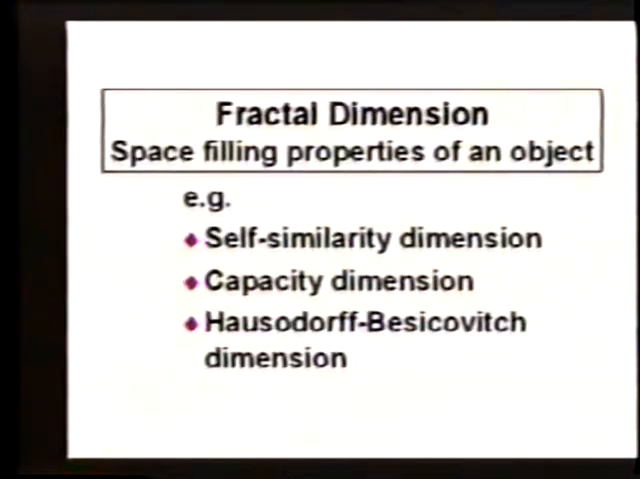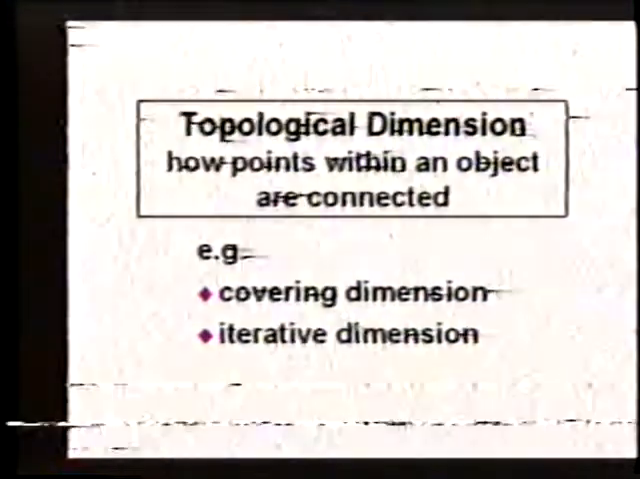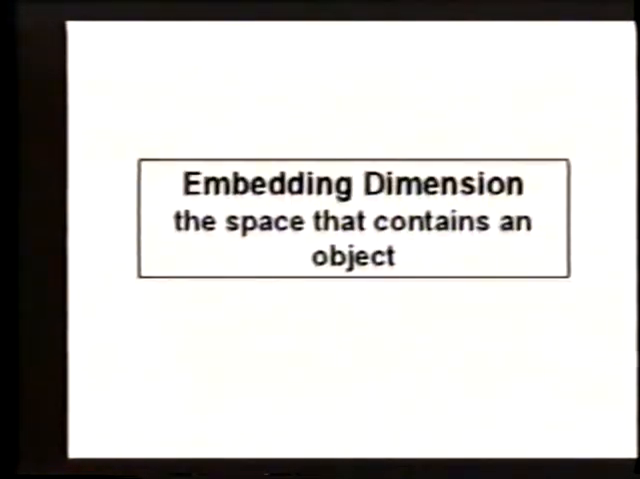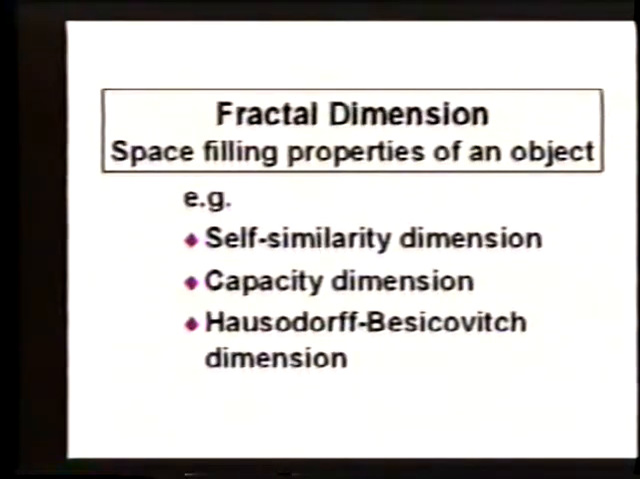Okay. So there are different types of fractal dimension. And what I'm going to do today is discuss three different types of dimension. So first of all, we're going to discuss fractal dimension. Then I'll discuss a different dimension called topological dimension, and then a different dimension called embedding dimension. So we're going to discuss these three different dimensions.